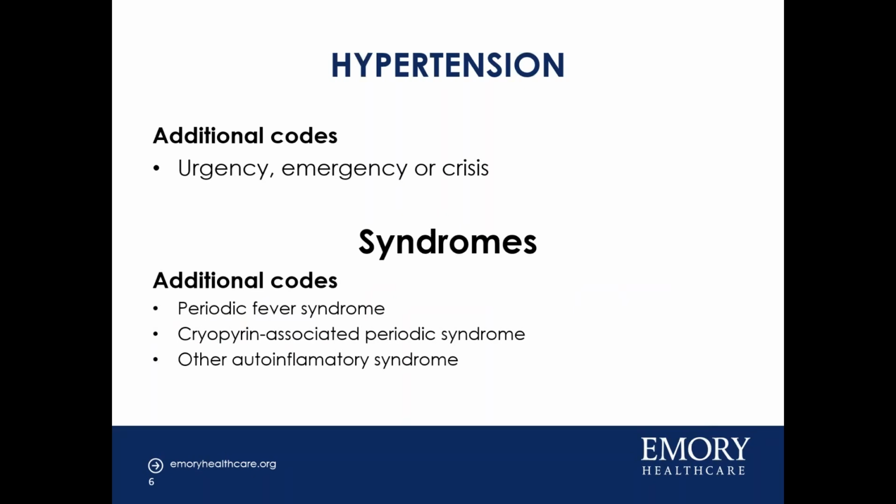Hypertension, they added acuity to the hypertension codes to report urgency, emergency, or crisis. And then they added 3 syndromes: a periodic fever syndrome, cryopyrin-associated periodic syndrome, and other autoinflammatory syndromes.